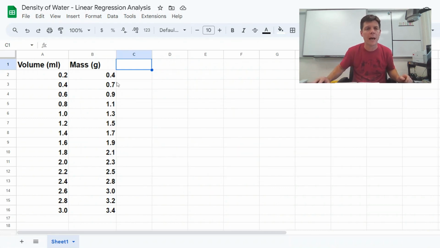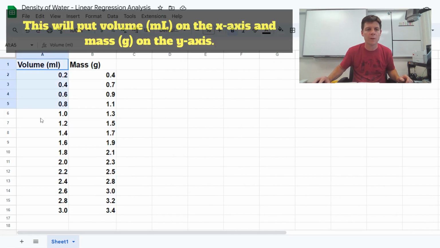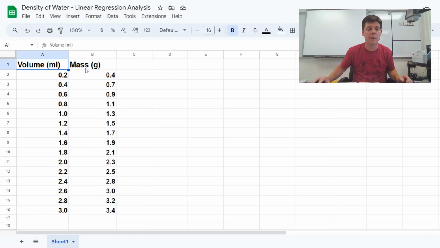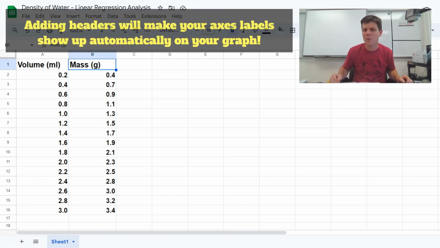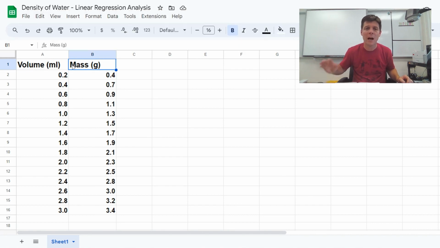Okay, so here we're looking at our data set. I'll just go ahead and click and drag so we see that. So I'm placing volume in the first column. I'm placing mass in the second column here. I did put headers at the top of each column. This will make some later steps in my graph creation easier. I've also included not just my variables, volume and mass, I also included the units that go along with them.